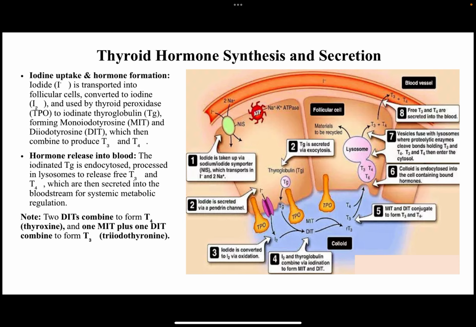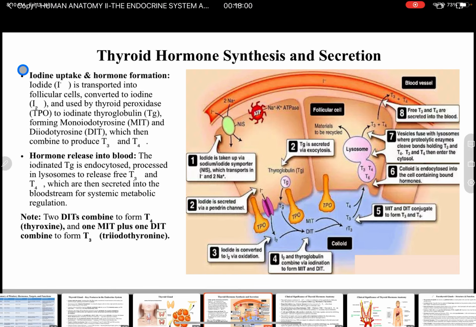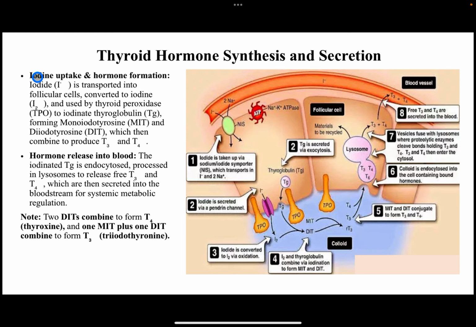Okay, so first let's summarize it all over again. I said that if you take in food containing iodine, it is absorbed into your blood in the form of iodide. Now the iodide is in the blood, circulating. When it gets to the thyroid gland, it enters the thyroid gland.